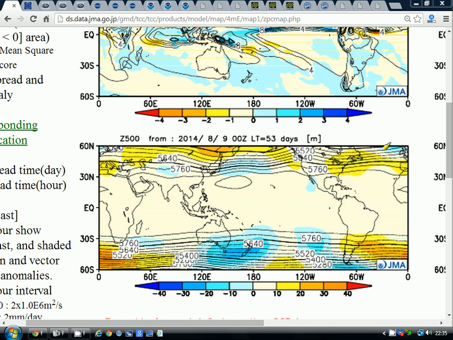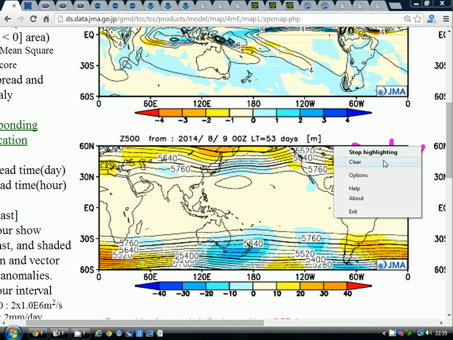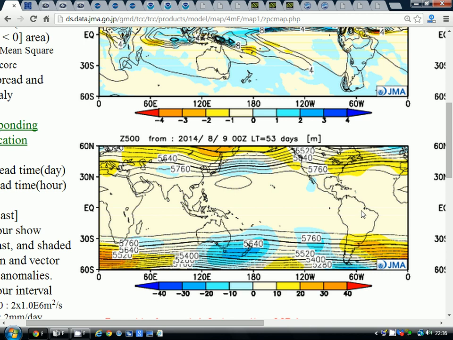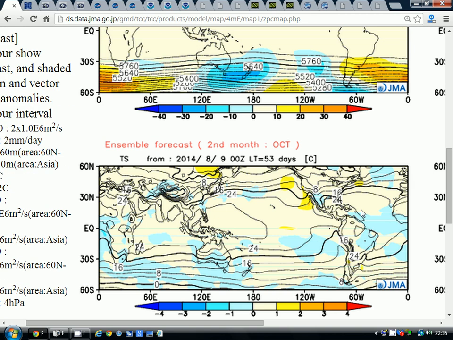Got below average heights to the north of the country, those blue curves, above average heights down to the south. That's what's strengthening the jet stream running in between the two. Got a strong jet stream running. That's an unsettled looking signal for October. Going to be a pretty wet month if that comes off.